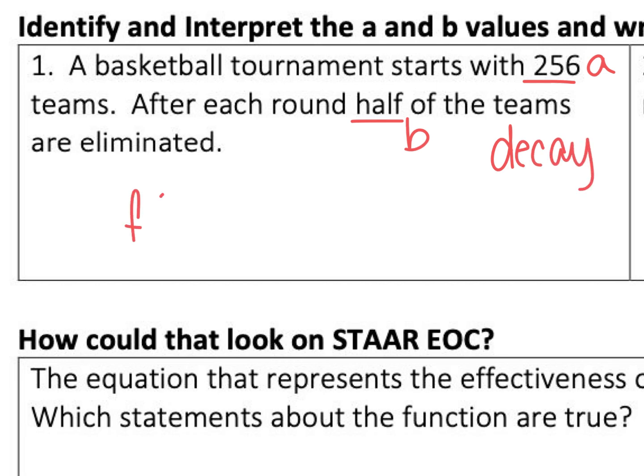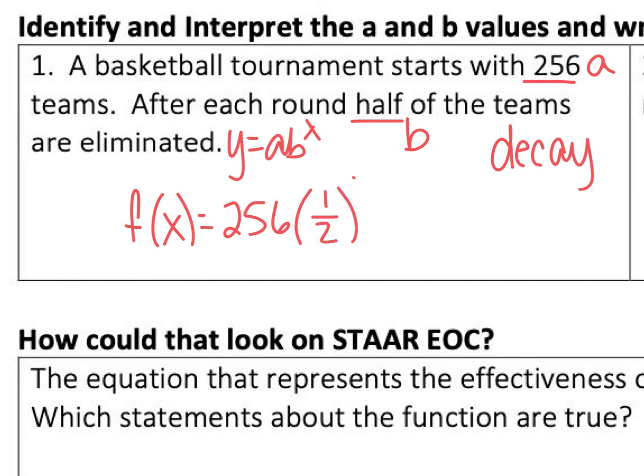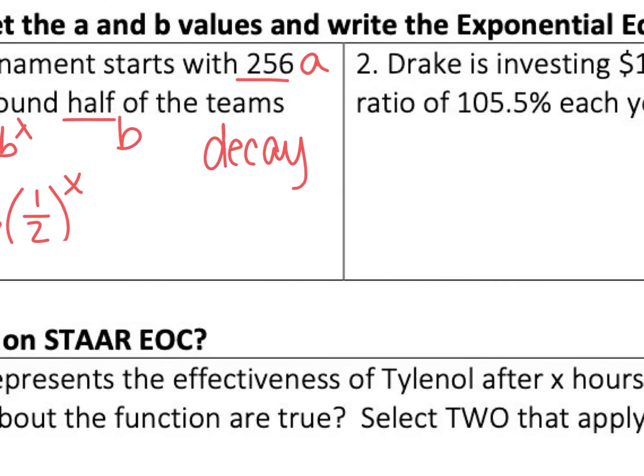So when we write our equation, you can use f of x or y. Remember our format, a, b to the x. So our a was 256 times, what was our b? Half, and then to the x power. Okay, and when they do Final Four and those kinds of basketball tournaments, they use a bracket like this, right? Once you lose, you're out. So that's kind of how they go from, I think they start with 64, and then they get eliminated half and half till they get to the champion.